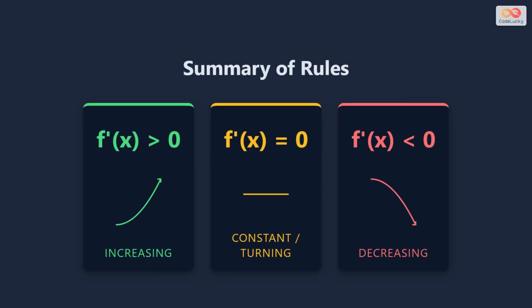To summarize, a positive derivative means the function is going up. A negative derivative means it is going down. And a zero derivative usually indicates a temporary flat spot or a turn. This relationship is the key to analyzing graphs without plotting every single point.